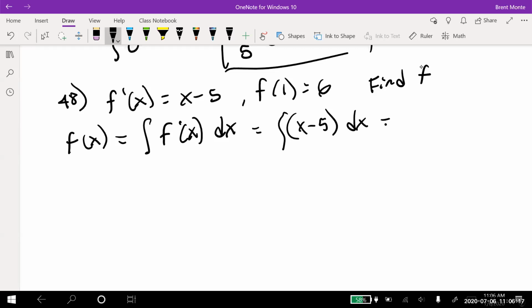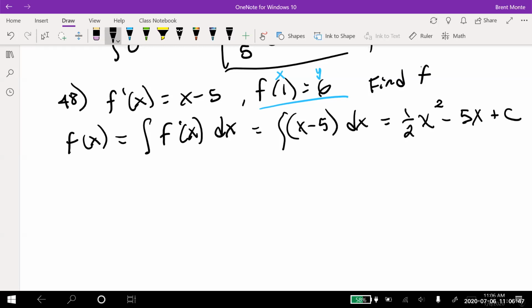So what do I do? I add 1 to the exponent. It's x to the first, now it's x to the second, multiplied by the reciprocal. Minus a constant gets an x, and then plus c. But I'm not done. I know what my function looks like, except I've got that plus c, but they told us up here, f of 1 is equal to 6, meaning when x is 1, the y value, or the function value, is 6.